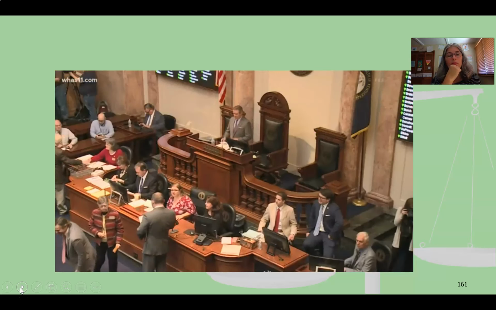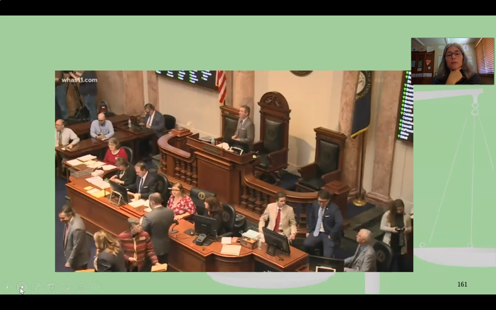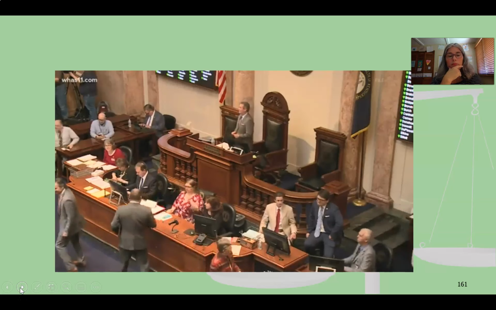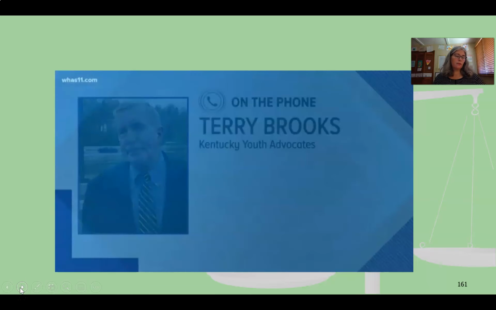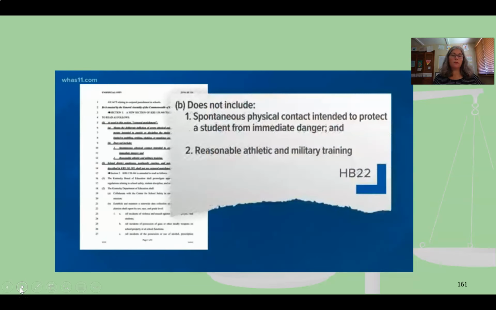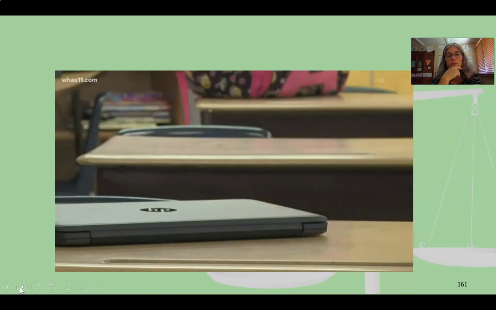Now, for the first time in a 3-year effort, a ban is taking a real first step towards passing in Kentucky. It is ineffective. It's anachronistic. Terry Brooks and Kentucky Youth Advocates backed the Republican-led House Bill 22. The only new wording this time says reasonable athletic and military training is not corporal punishment. Kentucky Youth Advocates will send young people to testify at an early Tuesday hearing.